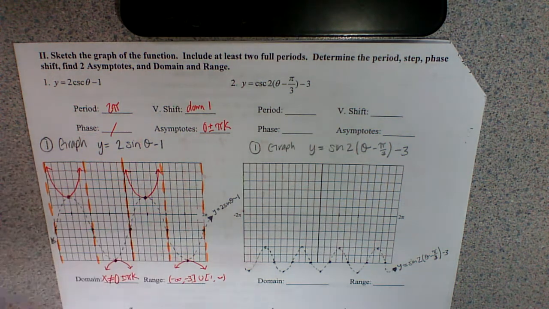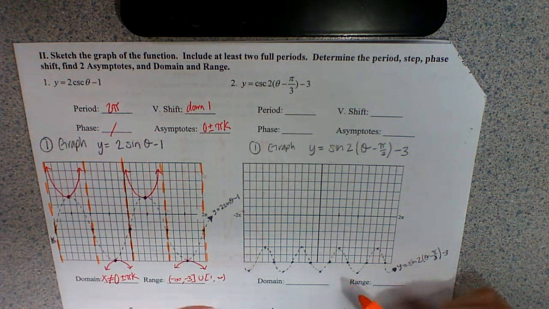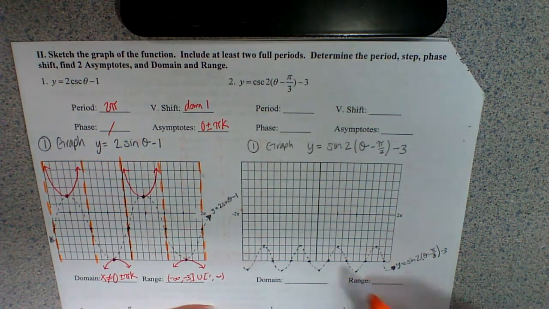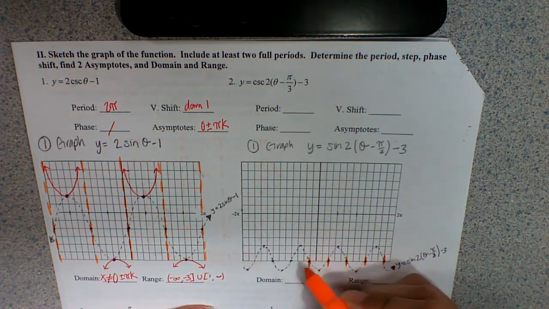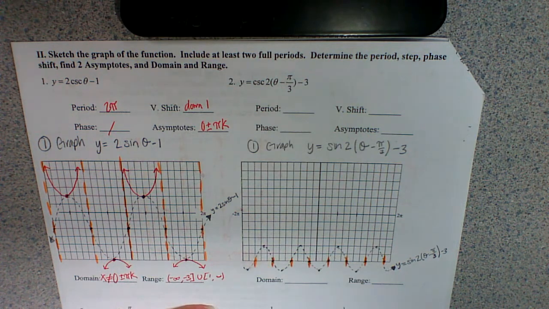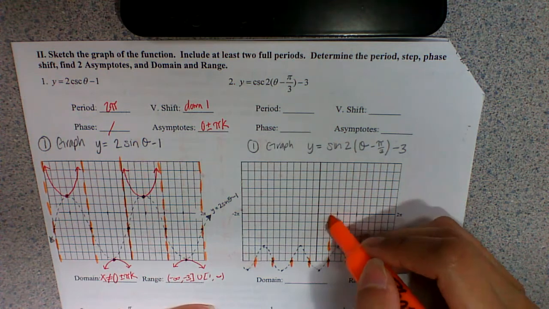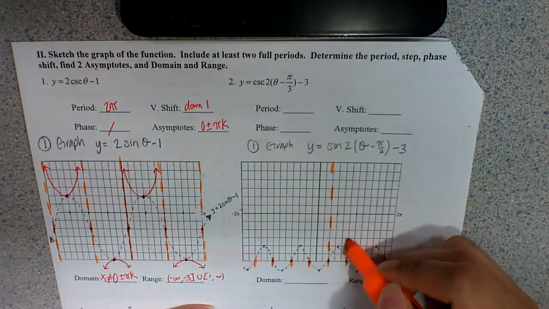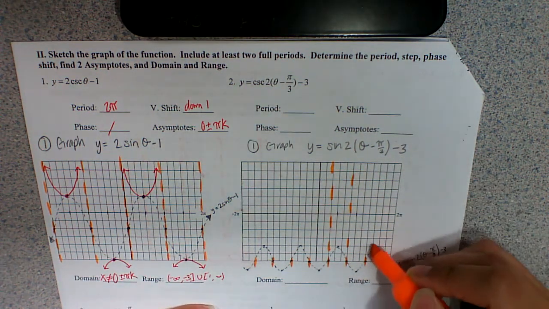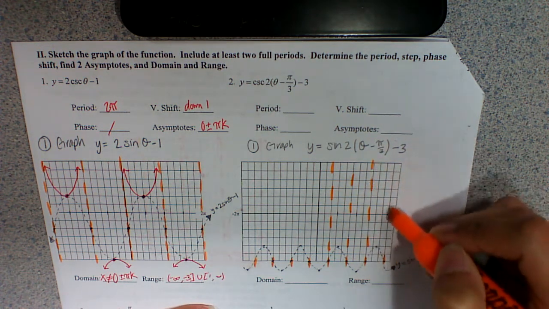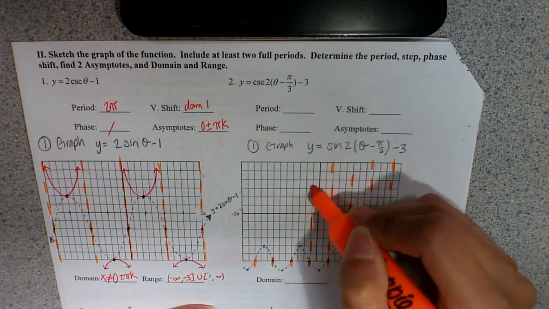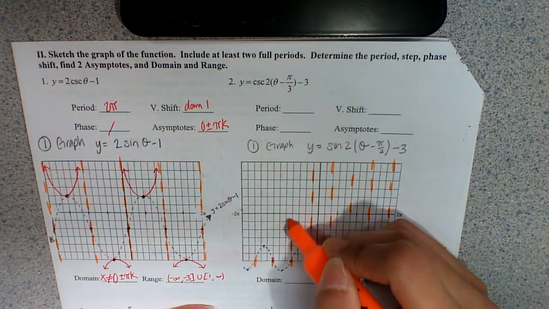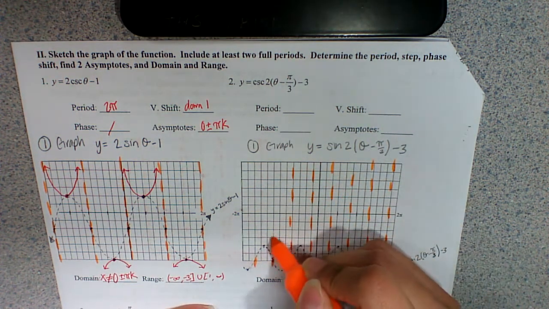And I'm going to go ahead and just like I did for the previous example, everywhere I have a middle point, so here, here, here, here, here, here, here, here, those are going to be the locations of my new asymptote. So let's go ahead and put those in really quickly. And you'll notice that they are actually a lot closer than they are normally for the parent.